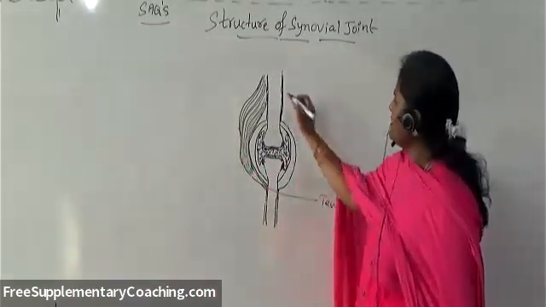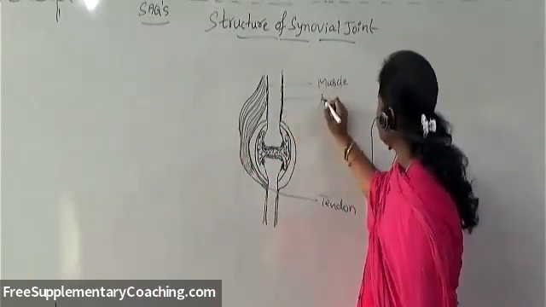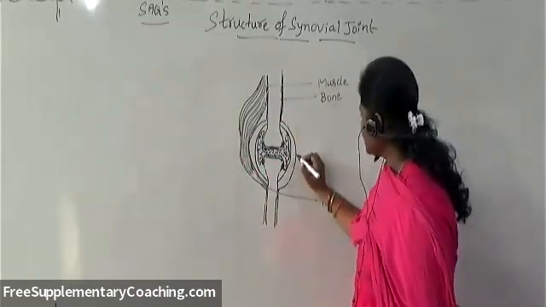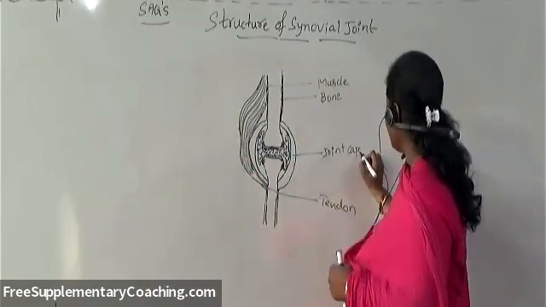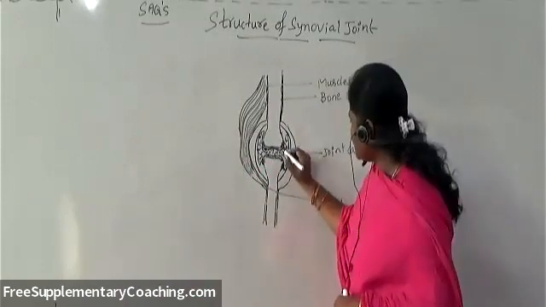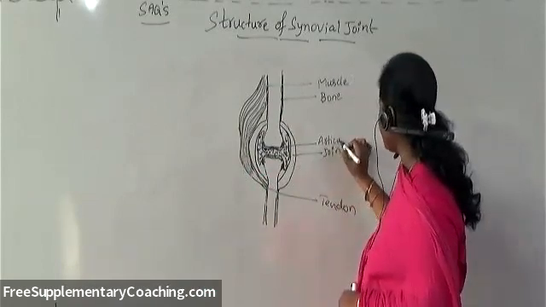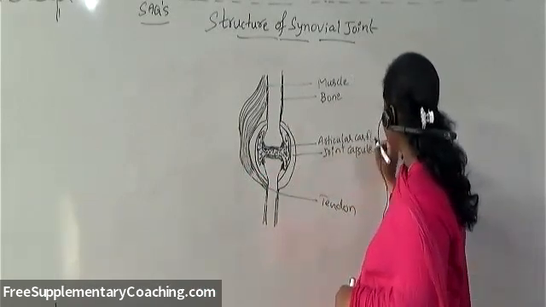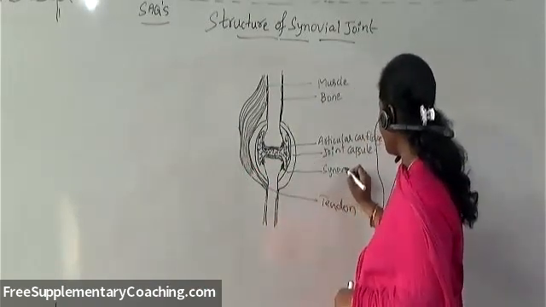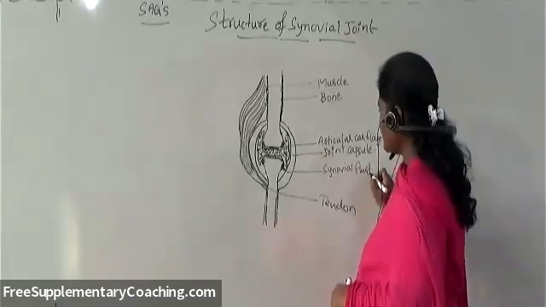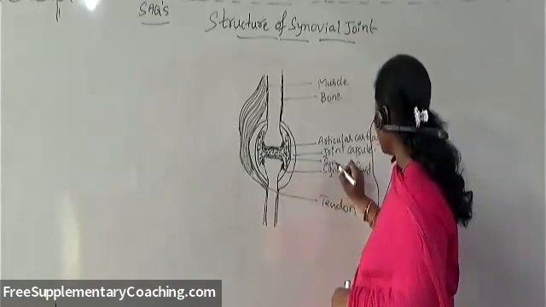So you are showing the muscle also here. This is a bone, and this is the joint capsule, and this lining is articular cartilage, and synovial fluid, and this membrane, the synovial membrane.